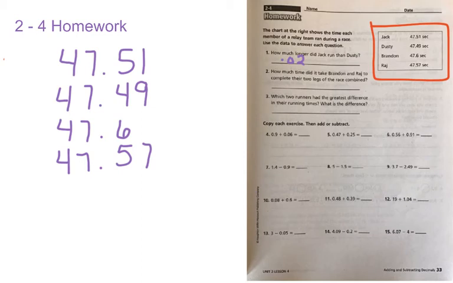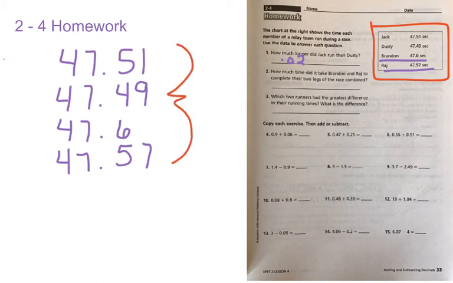Number 2, it's how much time did it take Brandon and Raj to complete their 2 legs of the race. And so you're going to go to Brandon and Raj, and you're going to add them up and see how much combined time it took them to complete their 2 legs of the race. So it's an addition problem. Number 3, which 2 runners had the greatest difference in their running times? That means you have to figure out who took the most amount of time to run the race, and who took the least amount of time to run the race. And you're going to have to compare them, and lining them up like this will make that part really simple for you.